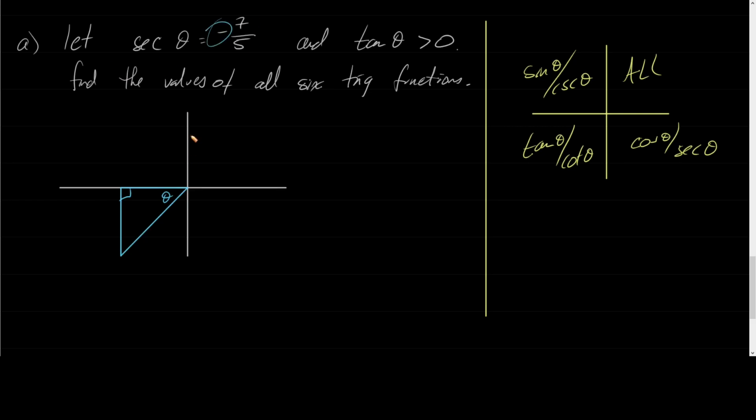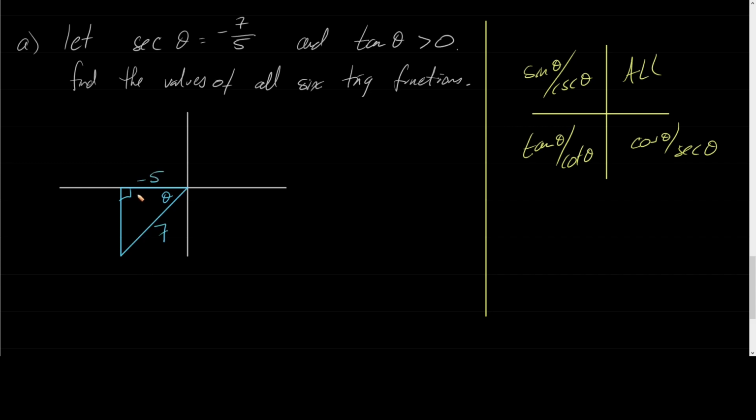The question is, does the negative go on the top or on the bottom? Well, the answer is whichever isn't the hypotenuse. The hypotenuse must always be positive. So if I have -7/5 and secant being hypotenuse over adjacent, that tells me the hypotenuse is +7 and the adjacent is -5.